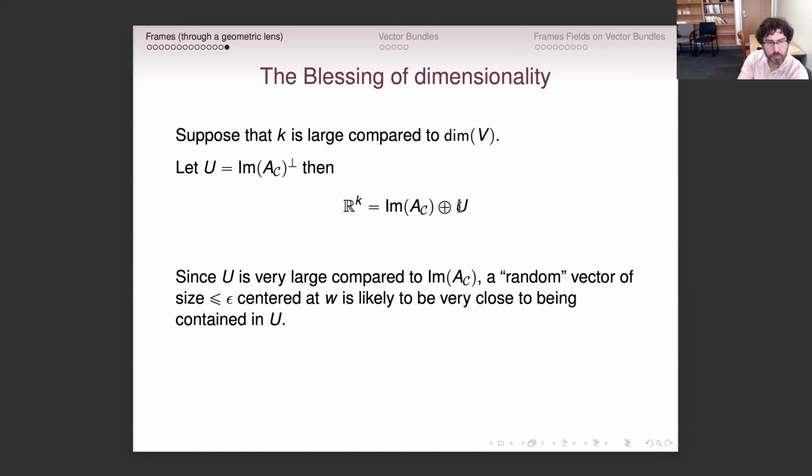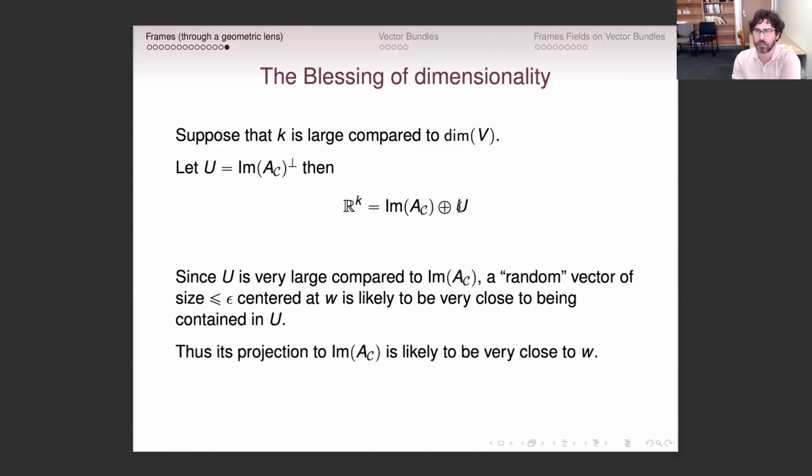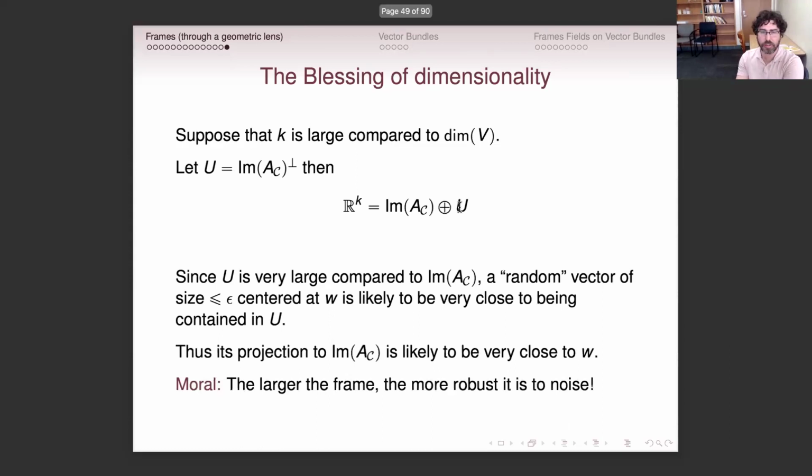where I started. And so the moral of this story is that the larger a frame I use, the more robust it's going to be towards things like white noise. So this is maybe some motivation for why I might want to use these things.